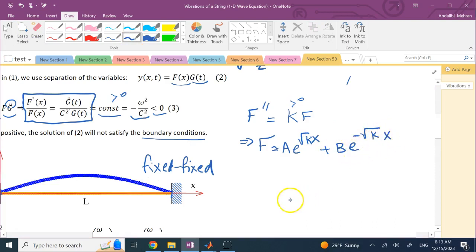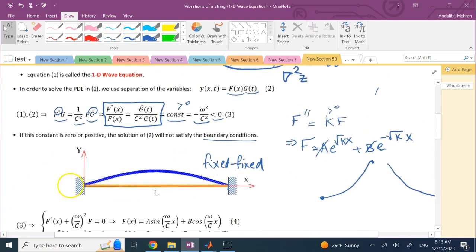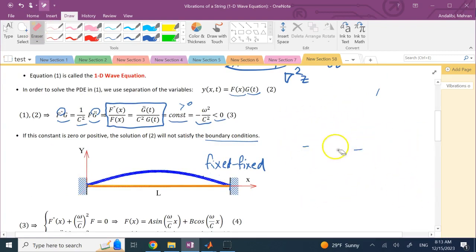And exponential functions just go up or go down, and there is no way that you can pin them down on the two ends. So in this case, again, you'll find out the only solution is that both a and b are 0. And again, that's not a possibility. So we have to have it as a negative constant. When it's negative, as you know, the solution is a harmonic function, sine and cosine. And I can show you that. You're going to see it right now. If it's a harmonic function f, then we can set it to be 0 both at the beginning and at the end. So the only solution for this constant is to be negative.